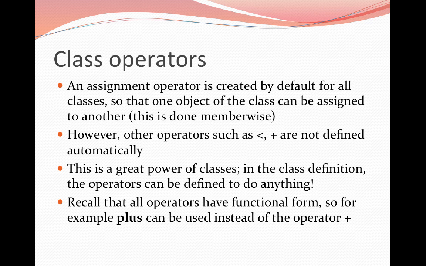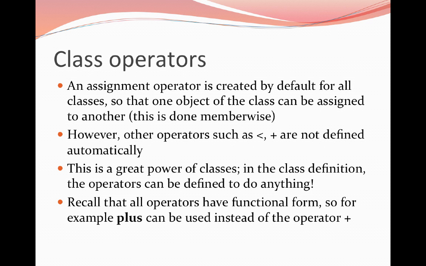When you have your own class, an assignment operator is created for it by default, so that you can assign one object of the class to another. This is done member-wise, meaning, for example, if you have two properties x and y, it assigns the x value to x and the y value to y. So the assignment operator is automatically created for you. But other operators, such as the less than sign or plus, are not defined automatically. And this is a huge power of classes, that in the class definition, you can define the operators to do anything that you want to.